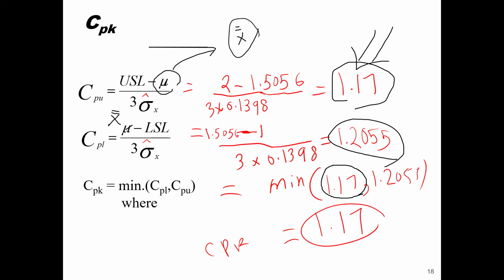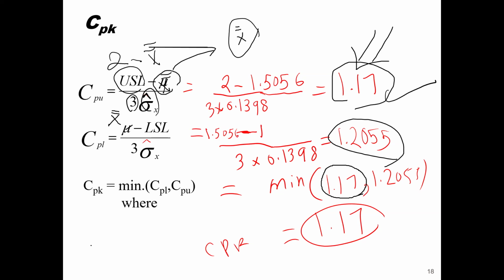So we find the CPK upper and CPK lower. The CPK upper is the upper specification limit, the same specification limit we calculated, which is equal to 2 minus X double bar here. Mu is equal to X double bar in our case, divided by 3 times sigma hat, which we already calculated. We will get 1.17.